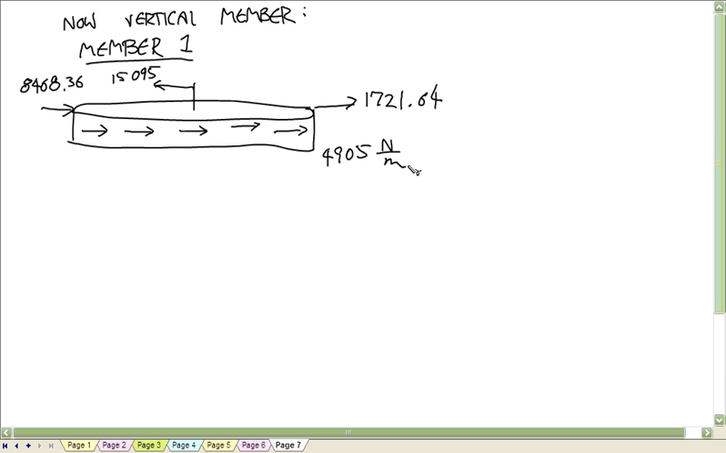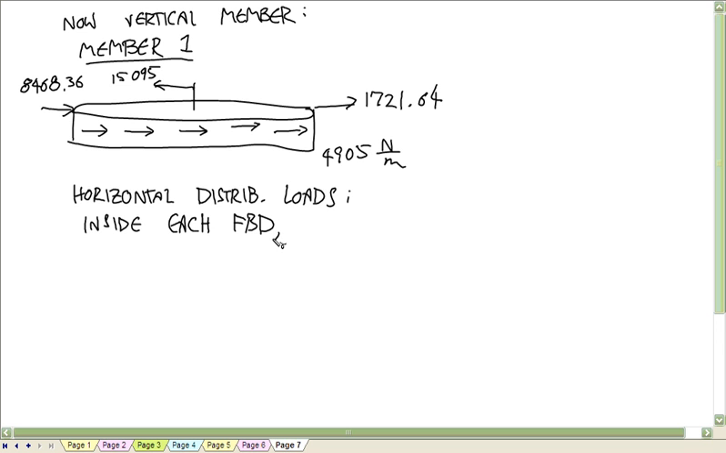We're going to express it as a function of x, and that one isn't too different from a vertical distributed load. But what is different is where do we put the point force? So, horizontal distributed loads. Inside each free body diagram, we're going to treat it as a point force. And the question is, where do we put it? Where is it applied?